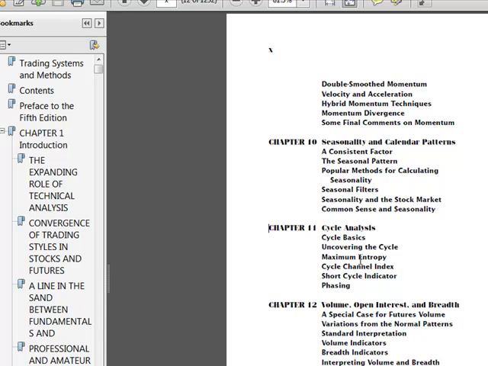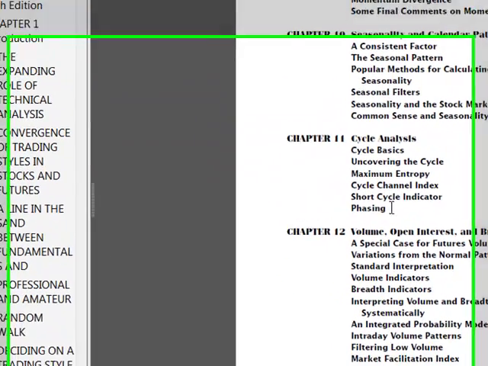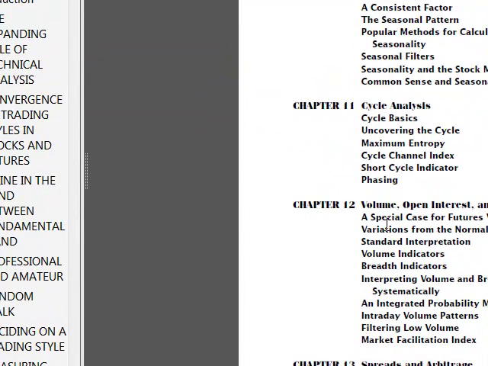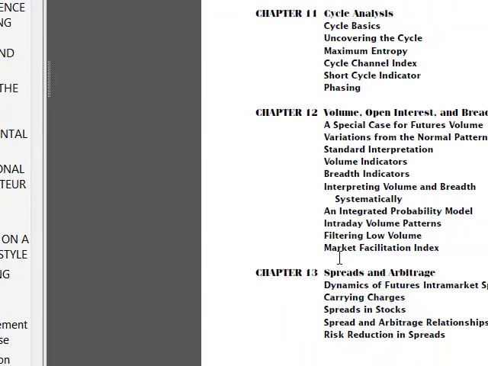Cycle analysis, where everything goes in cycles. I'm not going to spend too much time there. Volume, open interest, and breadth. These are really useful. Standard interpretation, volume indicator, breadth indicator. Again, indicators are really important. Different patterns again. Intraday volume pattern, filtering low volume. And this is a really important chapter here again.